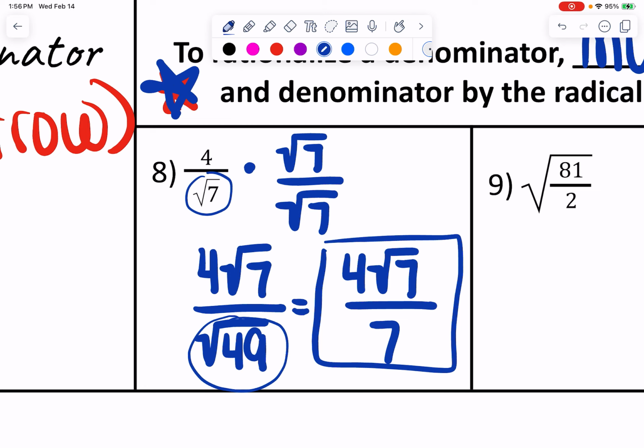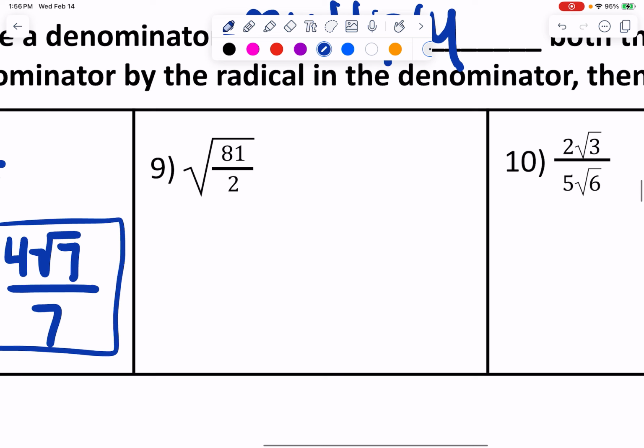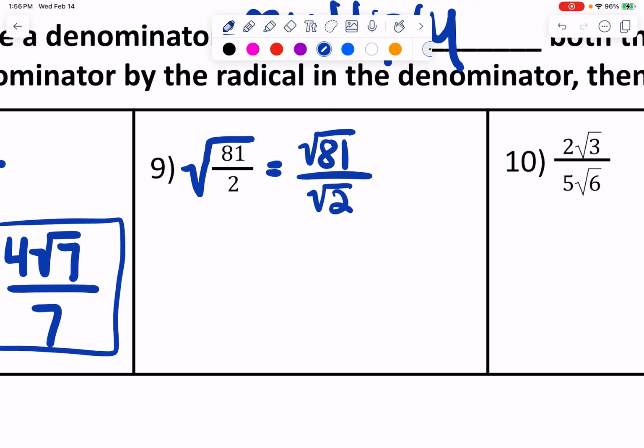Two more and then we'll be done. Okay? So for number 9, here's what I'm going to say. It says that overall radical is over 81 over 2. You can break that down. So it's really the square root of 81 over the square root of 2. The square root of 81, we know, is just 9. And then you still have that square root of 2 on the bottom. Okay? So because of that, we need to rationalize the denominator.